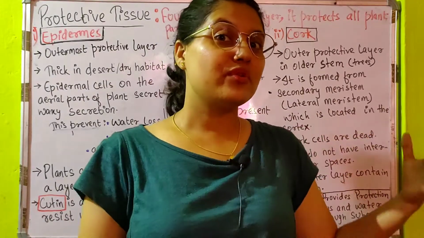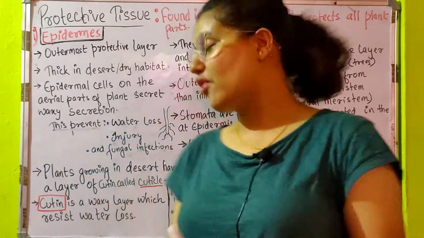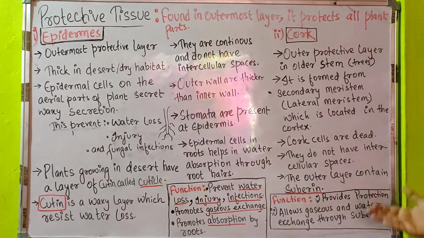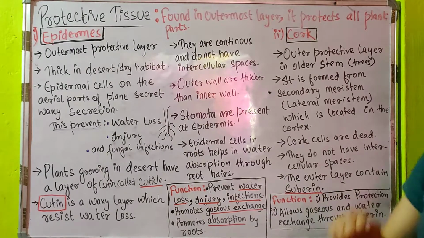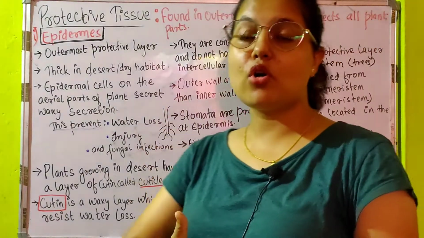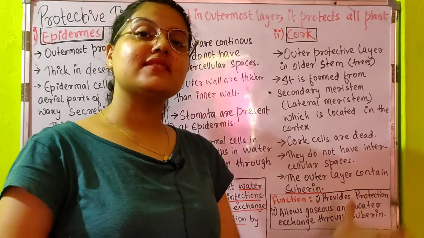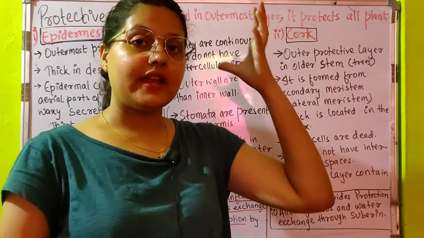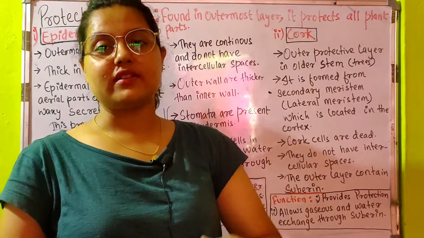Now we will see the function of the cork. It provides protection, that is the first thing, and second, it allows gases and water exchange with the help of suberin. That means suberin is a polymer which helps in gases and water exchange, and it is present in the cork cells.